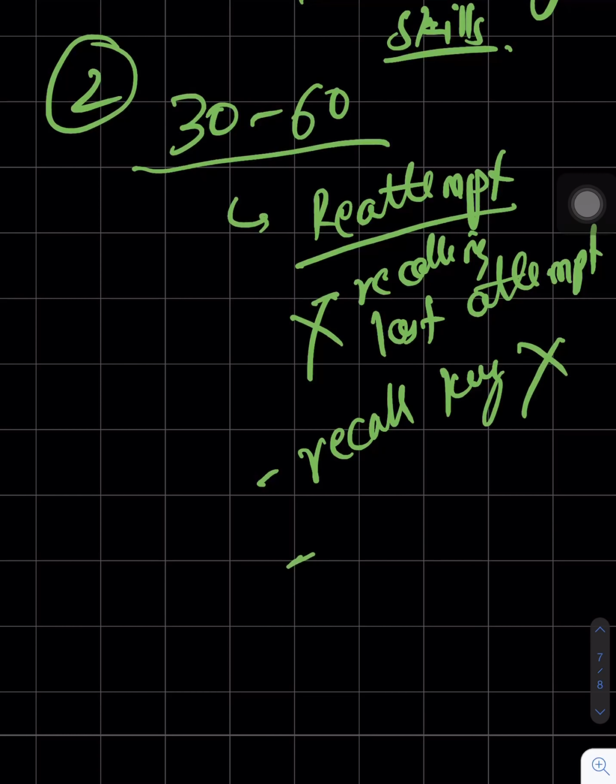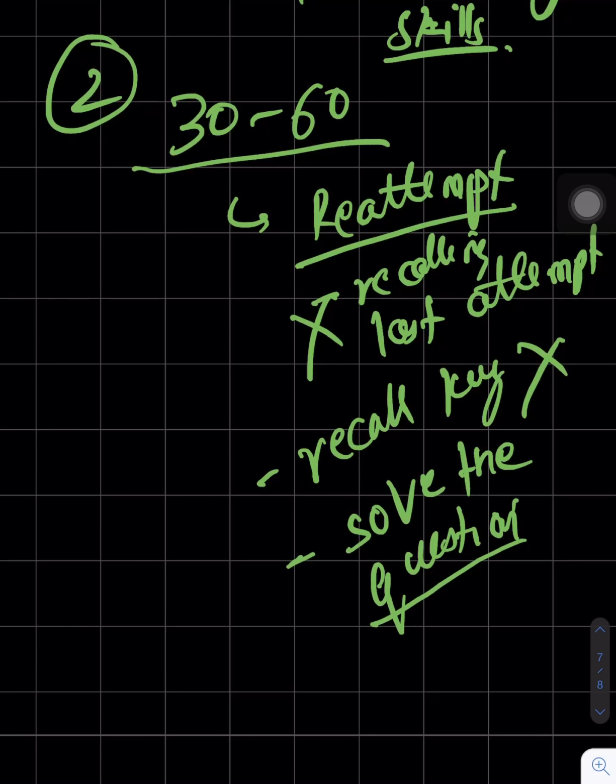What you're supposed to do is solve the question. You're supposed to solve the question in entirety, by application of a fresh mind.